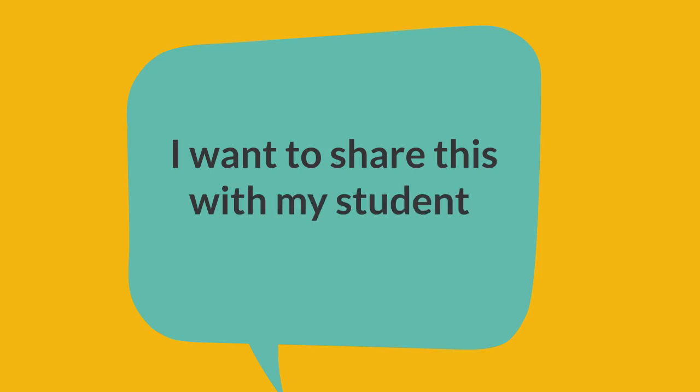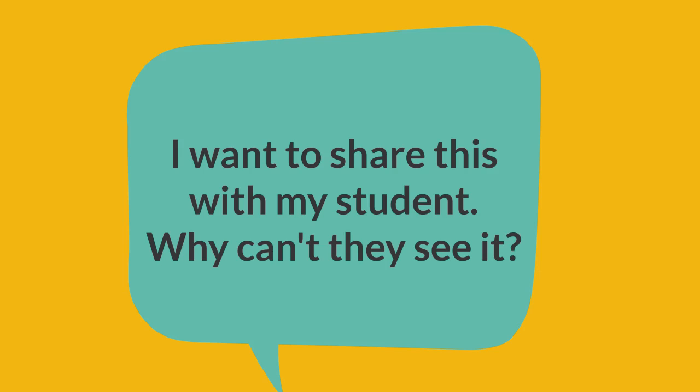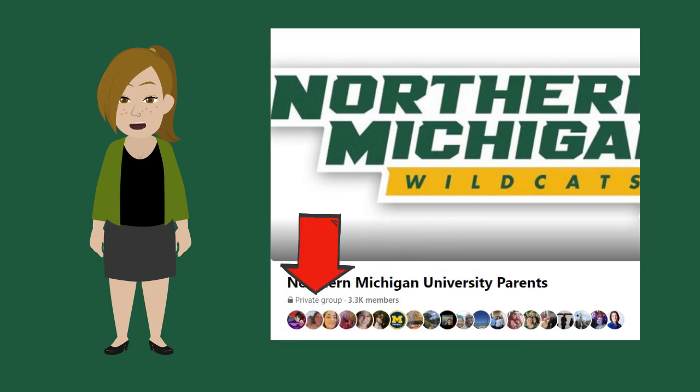As you are reading through posts, you come across something that you really want to share with your student. You hit send, but your student can't see it. Or maybe you try to tag your student in the comments like you do on other things you see on Facebook, but your student can't see it. Why is this? Our group is a private group.